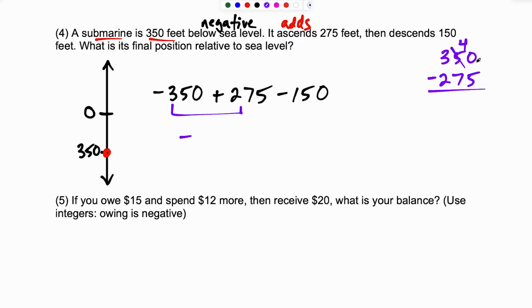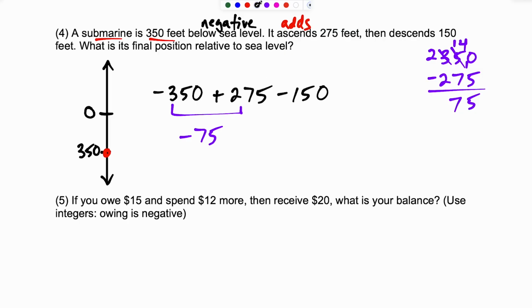So I'm going to borrow from here. We get a 4, carry the 1 over. 10 minus 5 is 5. And then we borrow here, make this a 2. And we have 14 minus 7 is 7. And then 2 minus 2 just goes away. So we're left with 75. So we would say negative 75 would be the sum of negative 350 and 275.